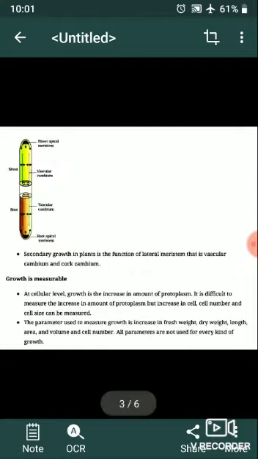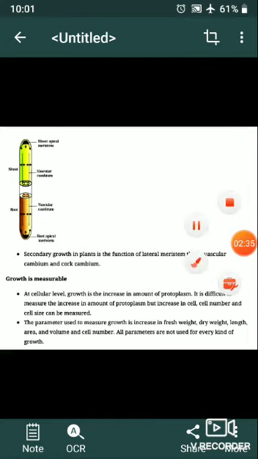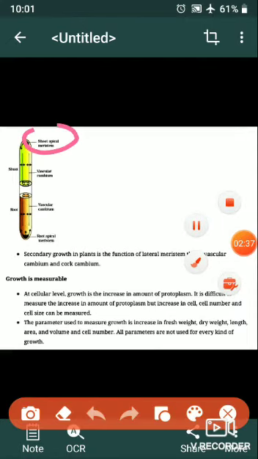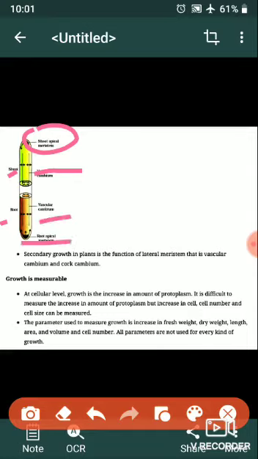Next, shoot apical meristem. This part is the shoot apical meristem, and this part is the vascular cambium, and this is the root vascular cambium and root apical meristem. Secondary growth in plants is the function of lateral meristem, that is vascular cambium and cork cambium.